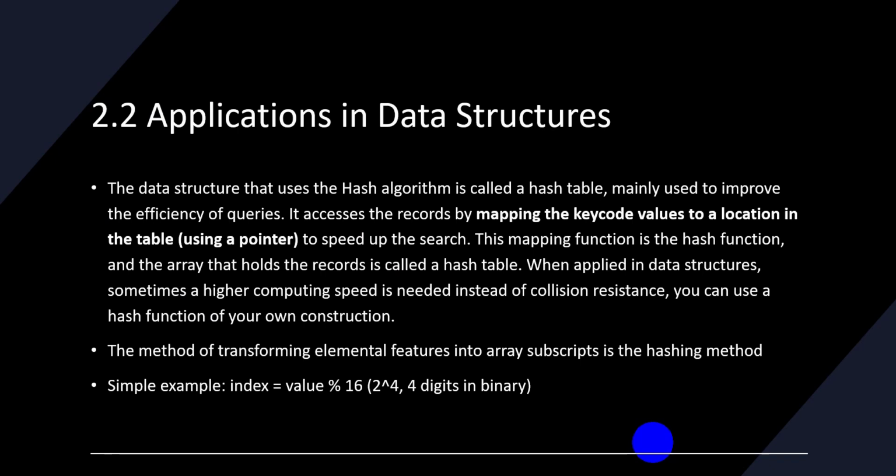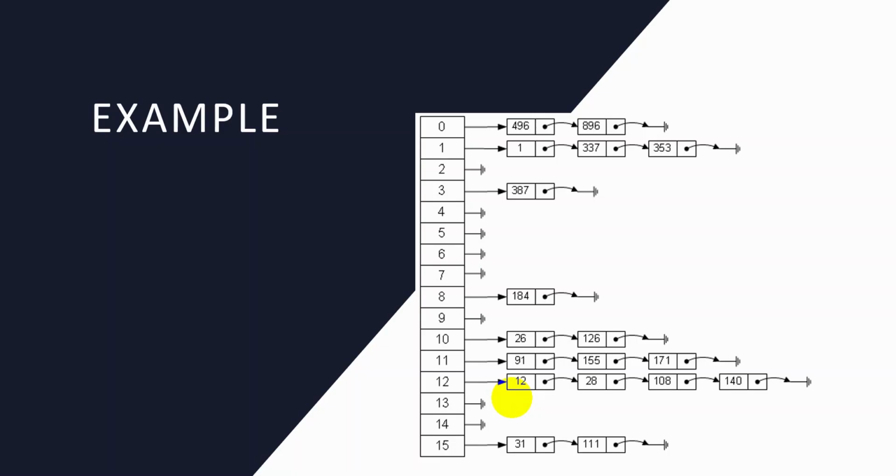So this method of transforming element features into array subscripts is the hashing method. So we change this element into a place where we can find the element. A simple example is this one where we mod by 16 and give that value to the index. In this example, it's 2 to the power of 4, which means that it is 4 digits in binary, which means that the hash value has only 4 digits. So it is very simple, and in real life it would be a lot longer.